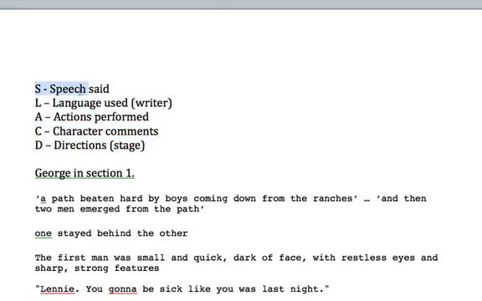Obviously the thing that people analyze most is the speech that the characters say, which is hugely important, but we also need to look at the language the writer uses to describe them, the actions that the character will perform, and also the character comments, what other characters say about the character in question. D is also about stage directions, which is very important in plays, but obviously not relevant for our novella. So just think of these SLAC as we're going through.